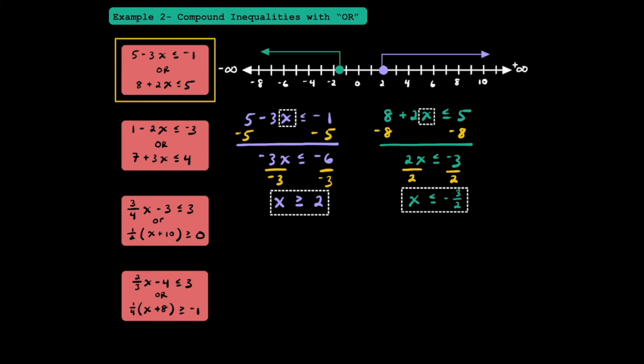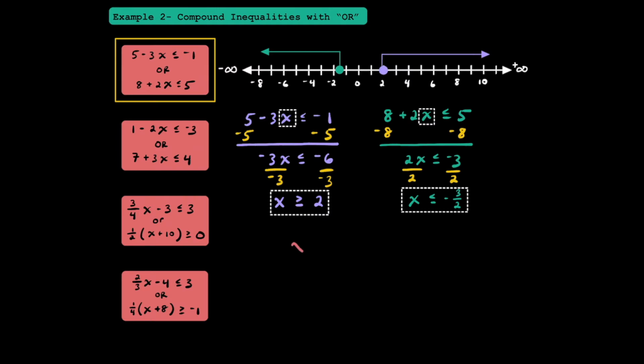It's totally okay that there's no overlapping in this compound inequality. Remember that in the original problem, we have the word or here instead of the word and. In these types of inequalities involving the word or, we're looking for the solutions that make either of these inequalities true. We can write our final solution as x is greater than or equal to 2, or x is less than or equal to negative 3 halves.